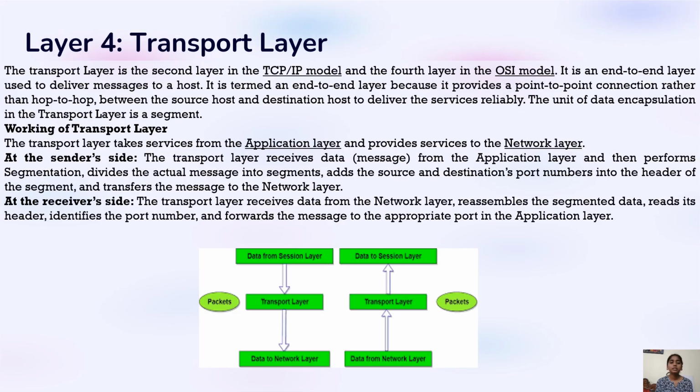The fourth layer is the transport layer. The transport layer is the second layer in the TCP/IP model and the fourth layer in the OSI model. It is an end-to-end layer used to deliver messages to the host.